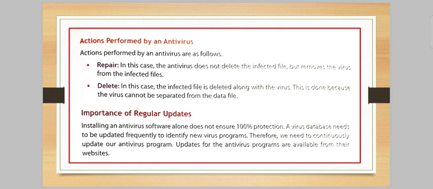Next is action performed by an antivirus. First is repair. In this case, the antivirus does not delete the infected file but removes the virus from the infected file. Next is delete. In this case the infected file is deleted along with the virus. This is done because the virus cannot be separated from the data file. So mainly antivirus performs two types of tasks: repair and delete. If repair is possible, the antivirus software repairs the infected file. Otherwise, it deletes the infected file.